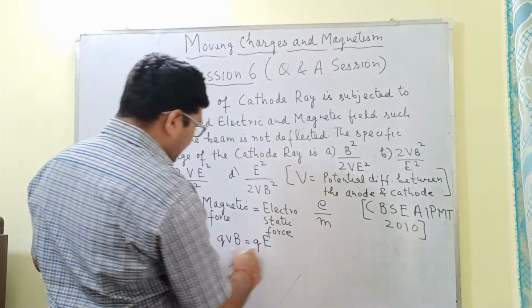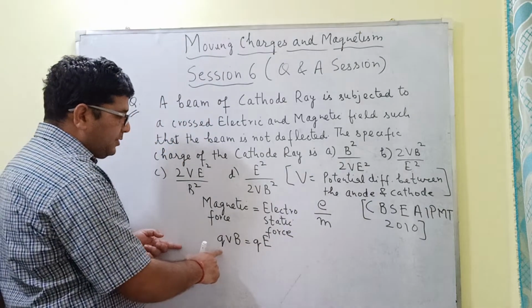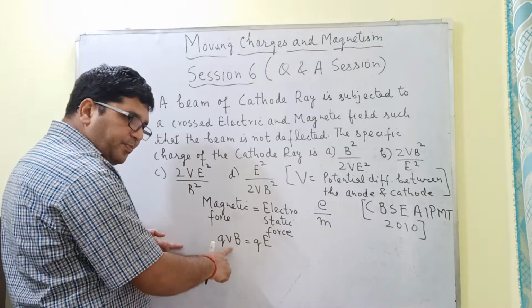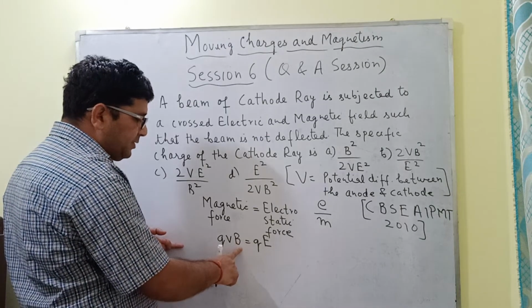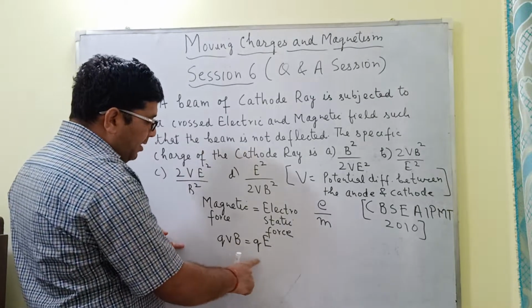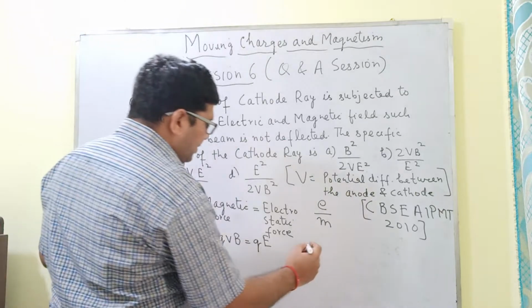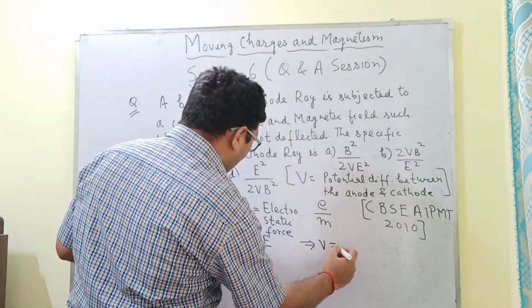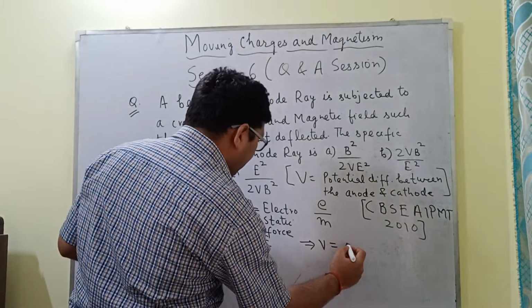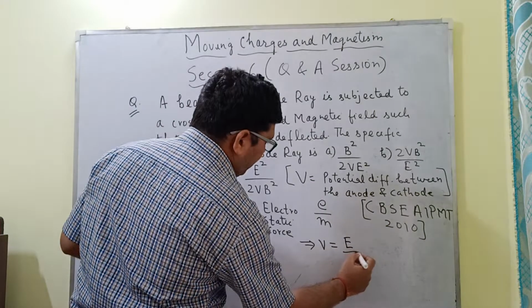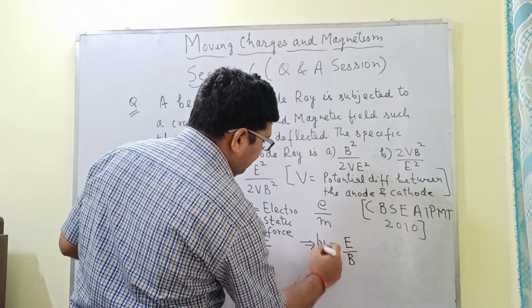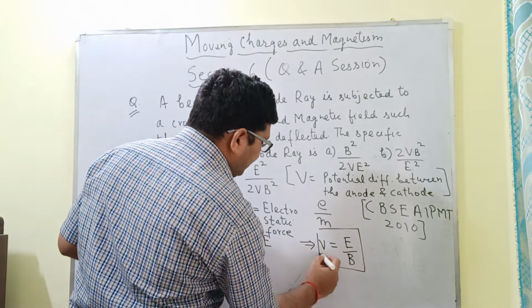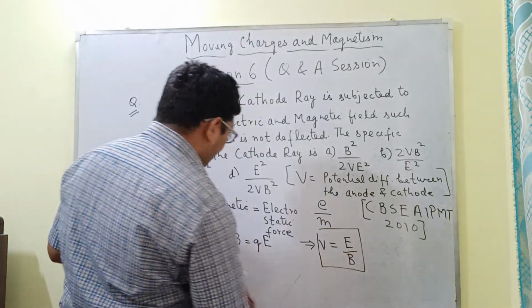Here q is the charge on the electron, v is the velocity of the electron, B is the magnitude of the magnetic field, and E is the intensity of the electric field. So from this equation we get the velocity of the electron as v = E upon B. This is the first relation which I have got from this equation.